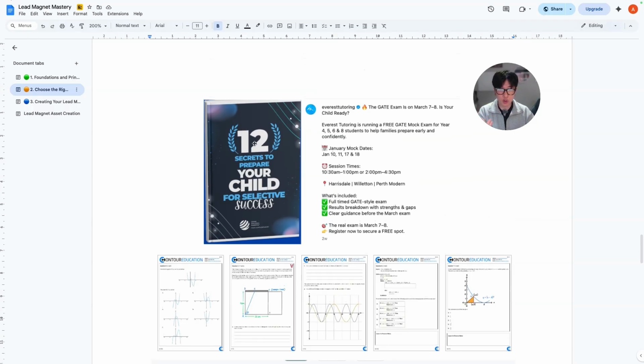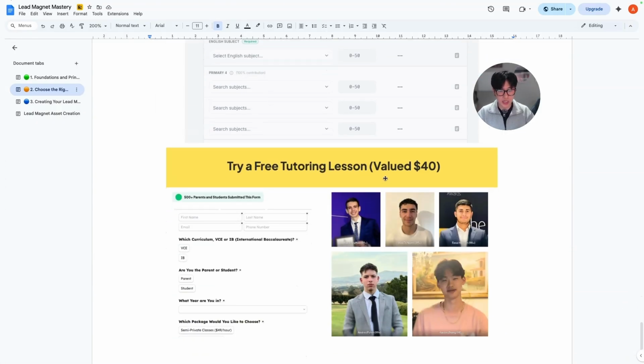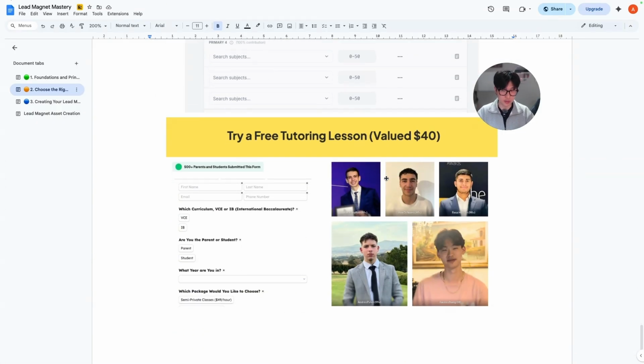Or it can be 12 secrets to prepare your child for selective success. And on the landing page that you actually have this, you can go like save 10 hours of future planning, something like that. You know, if you have it tied to like a bonus of a monetary or time value, that does really well.